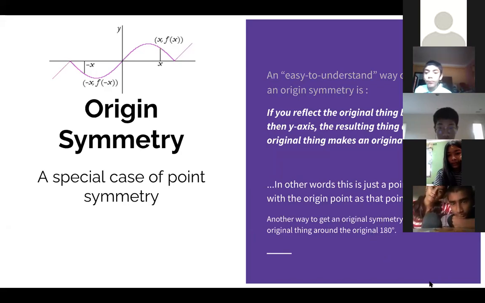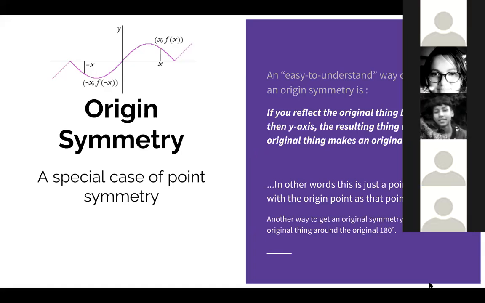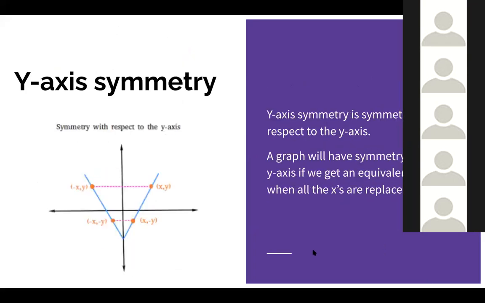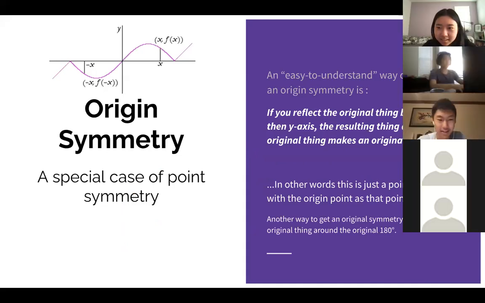Another way to think about origin symmetry is to rotate the shape by 180 degrees. In the top left, you can see that curved graph. If you rotate it about the origin by 180 degrees, then you'll see that it has origin symmetry because it's the same thing.